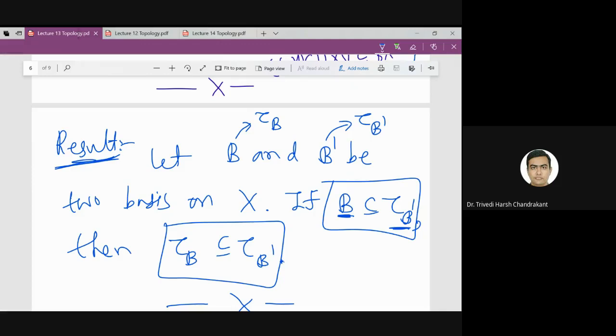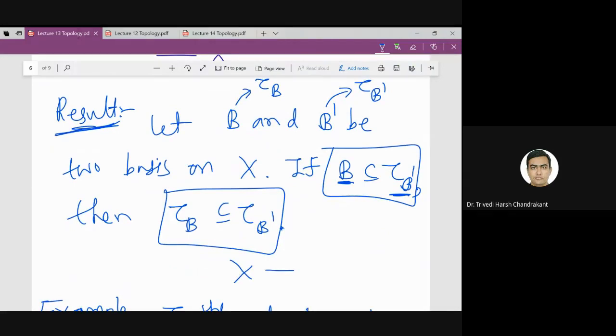In fact, it is obvious, but for example, how to prove this result? Any idea about that? We have to take an element of tau B, where the basis would be B. Then we will use the basis definition. So what is the definition of tau B? Can you recall? All possible unions of elements of the basis B. Correct.